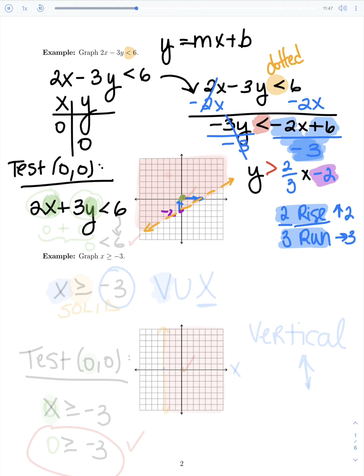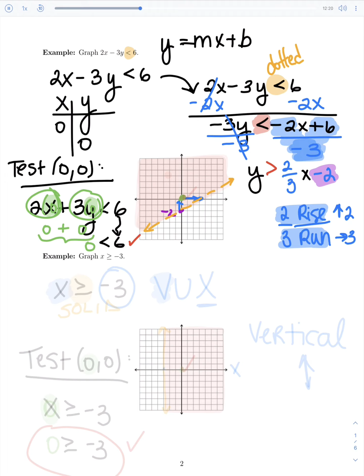So remember, I'm plugging in a 0 for x and a 0 for y. So if I plug in a 0 for x and a 0 for y, well, 2 times 0 will give me 0, and 3 times 0 will also give me 0. So that means that whole left-hand side is just a 0. Now the other side was just a 6. So the question is 0 less than 6? And the answer is yes, absolutely.